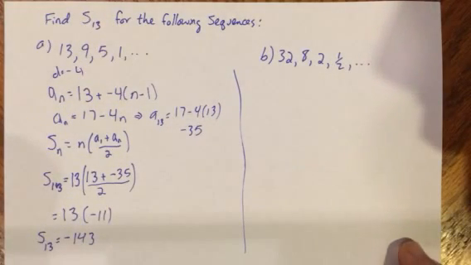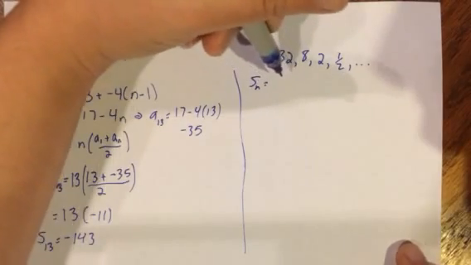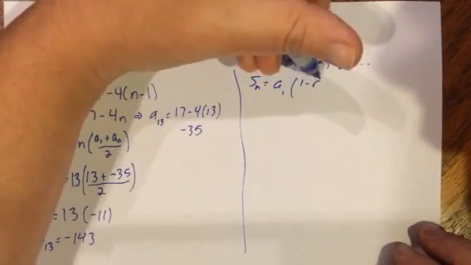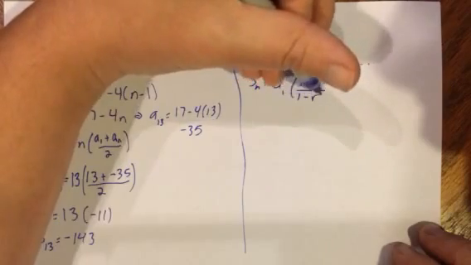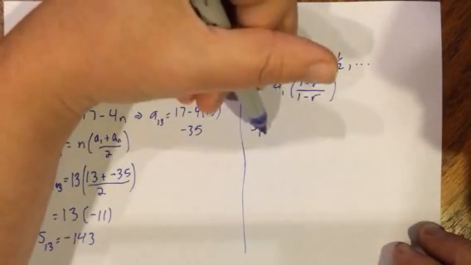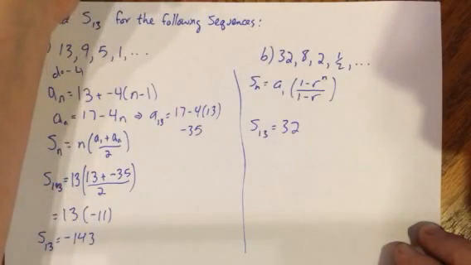Second one, 32 to 8 would be 24. 8 to 2 would be 6, so this is not arithmetic. This is going to be geometric. So my S_n of geometric is just a1 times 1 minus r to the n over 1 minus r. So I need to know a1, which I have. So a1 would equal 32. And I need to know my r.